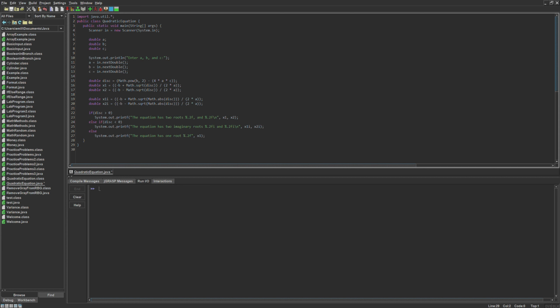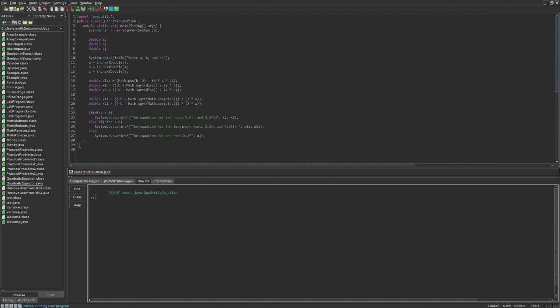Okay, let's run it. We got no errors. It says enter a, b, and c. First, let's do it for the discriminant being positive, so b is going to have to be a large number. We'll do 2 for a, 6 for b, 2 for c. Then it says the equation has two roots, and we get negative 0.38 and negative 2.62. It rounded to the second decimal place.